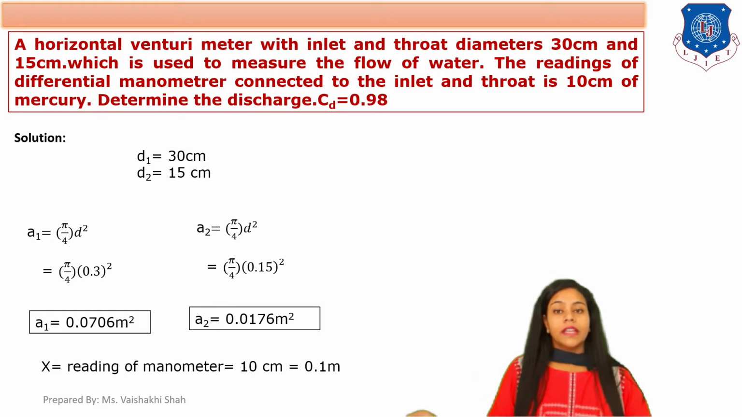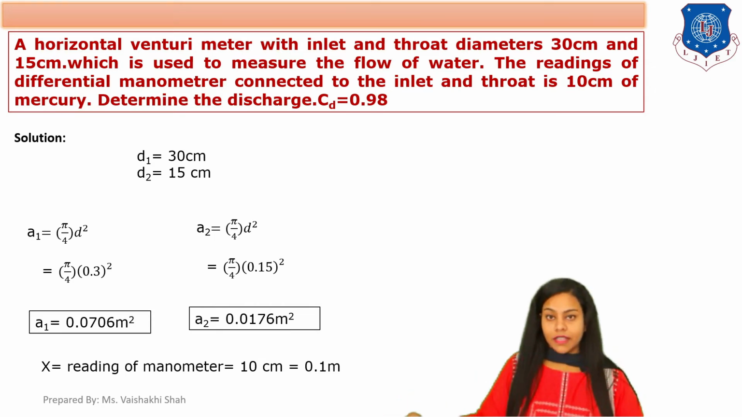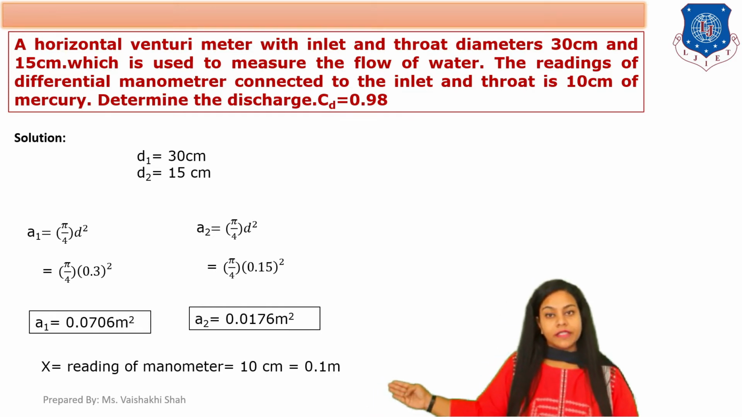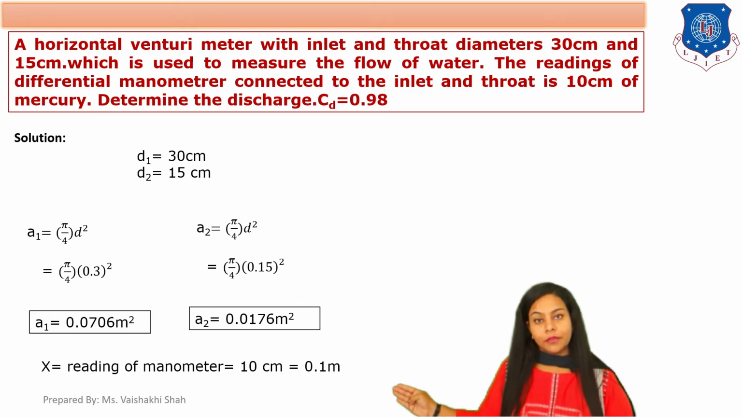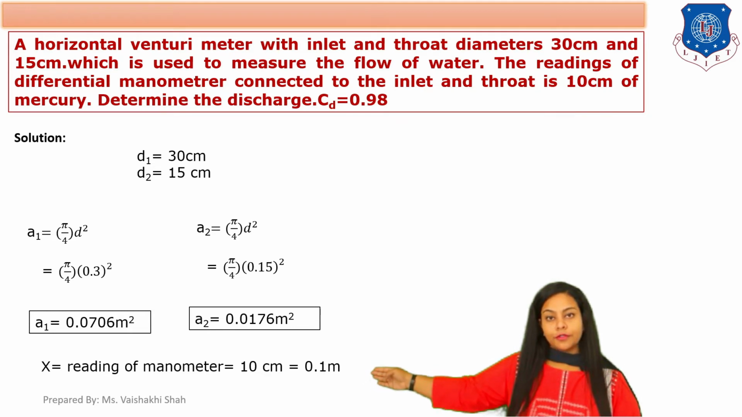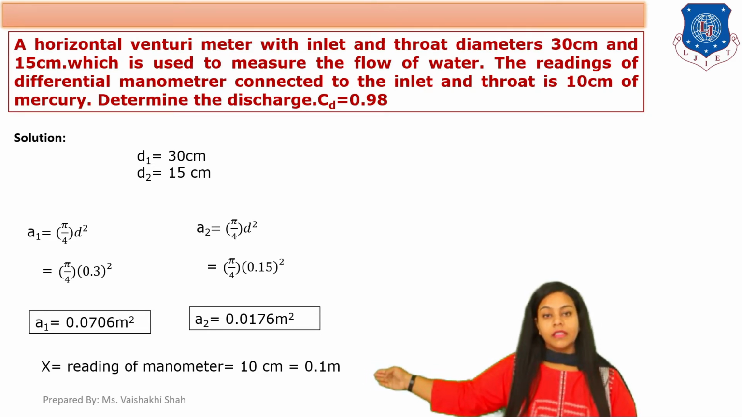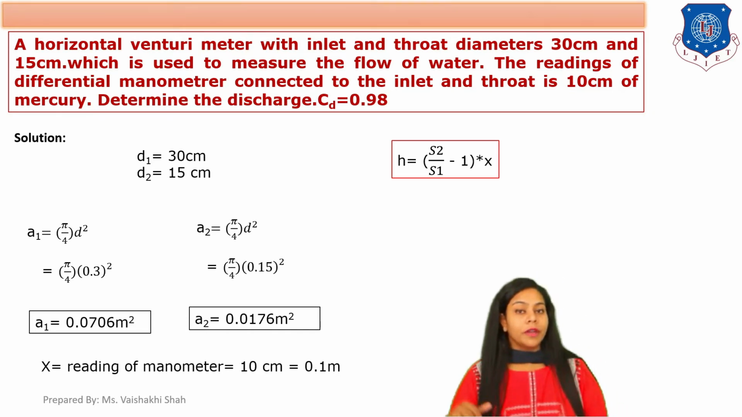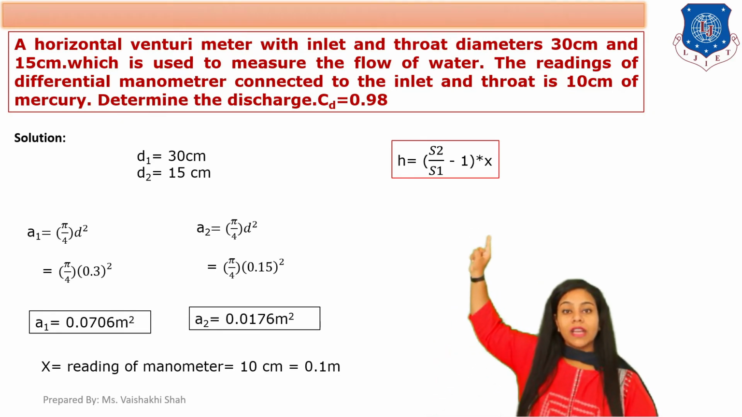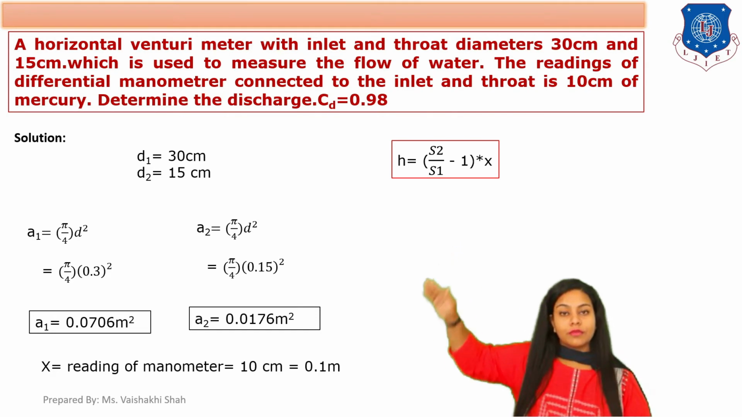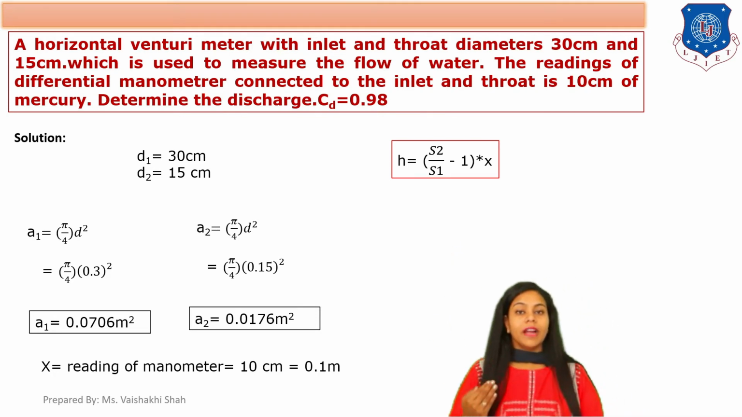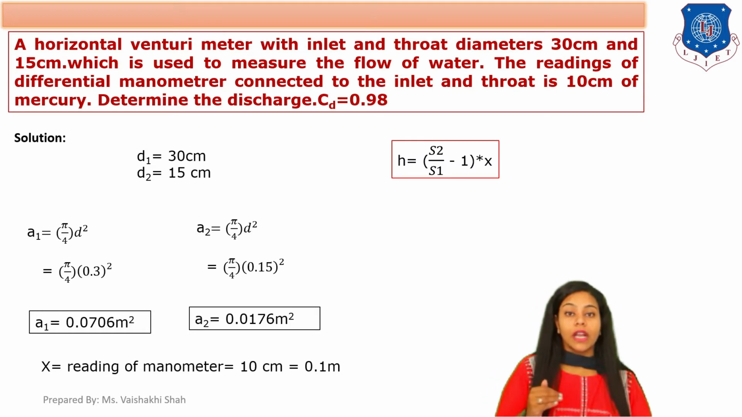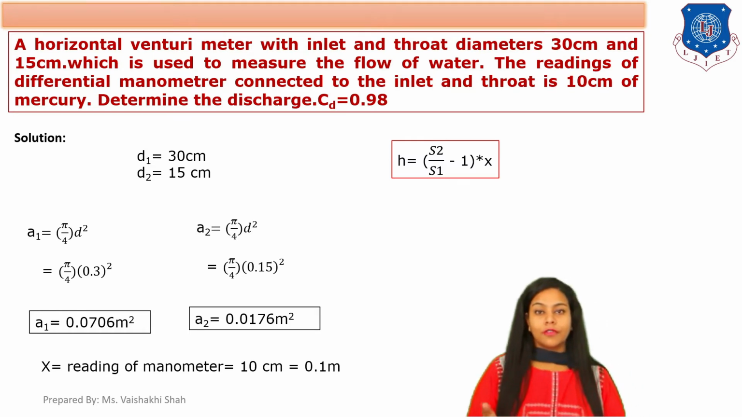Now here reading of manometer is given to you, which is X. X equals 10 centimeter. Convert centimeter into meter. So your X equals 0.1 meter. Now we know the equation for h. You have to remember the equation to find out h. h equals S2 divided by S1 minus 1 into x.